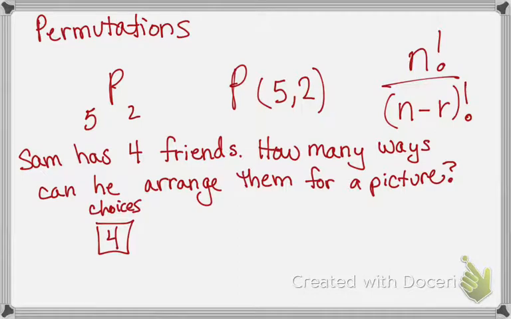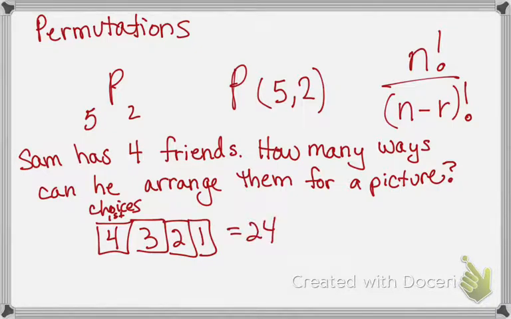So choice 1 for the picture, he's got 4 possibilities. But then he's picked somebody, so he's only got 3 choices for the second person in the picture, etc. We're going to multiply them, and we get 24 possible arrangements.